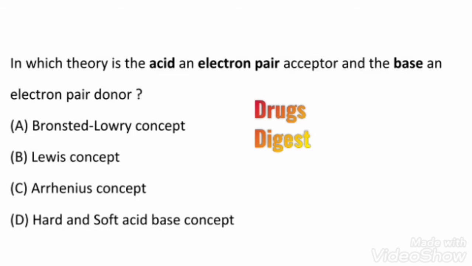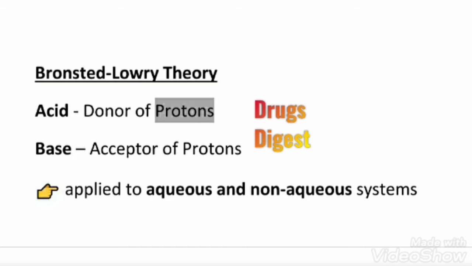In which theory is the acid an electron pair acceptor and the base an electron pair donor? Bronsted-Lowry concept, Lewis concept, Arrhenius concept, hard and soft acid-base concept. According to Bronsted-Lowry theory, acid is the donor of protons and base is the acceptor of protons. Bronsted-Lowry theory is applied to aqueous and non-aqueous systems.